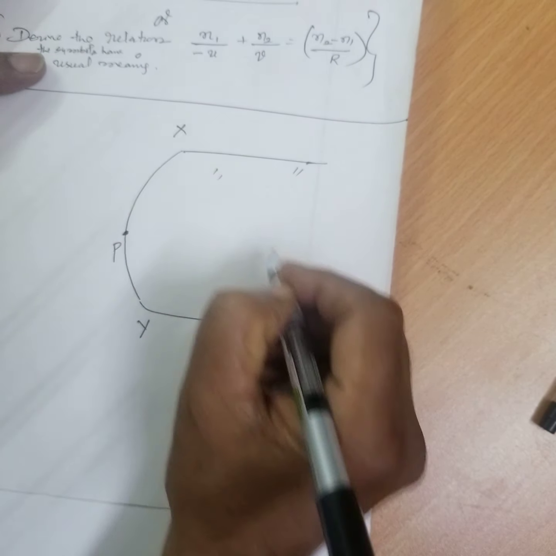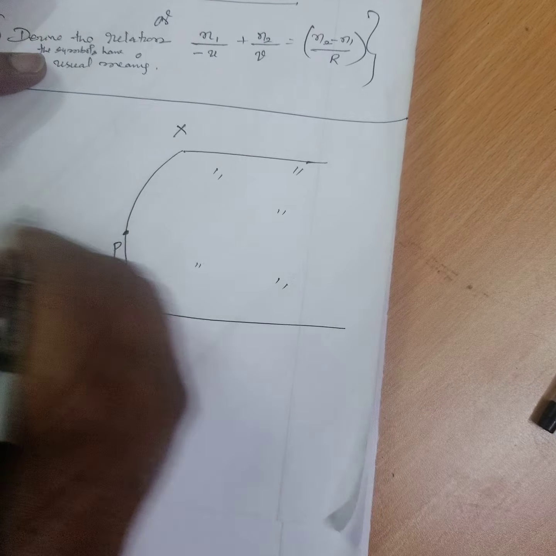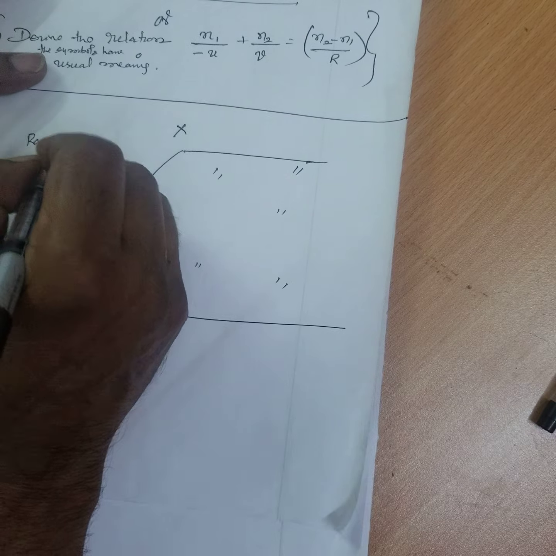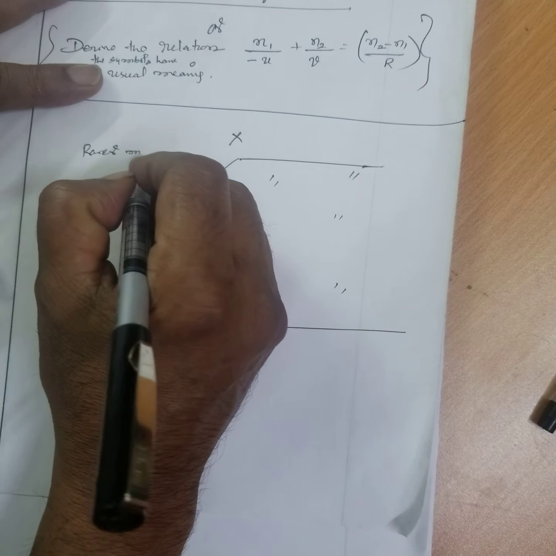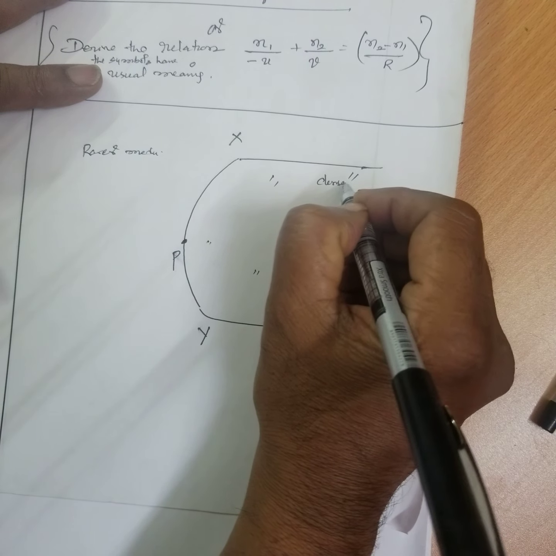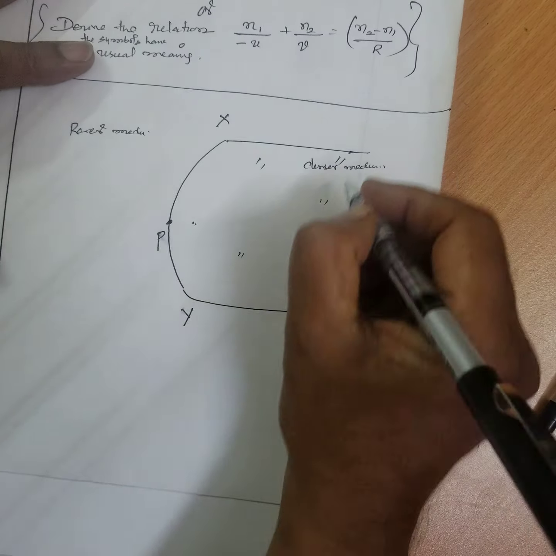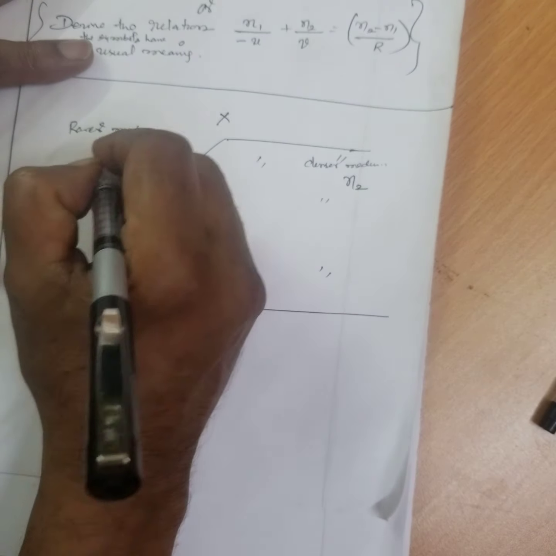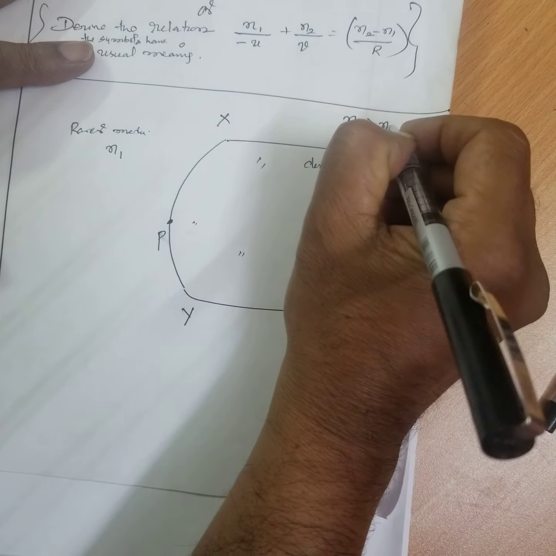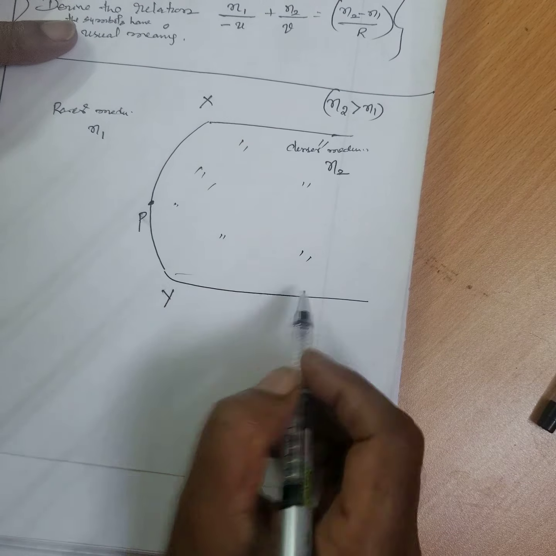This is the denser medium, glass, kept in a rarer medium. For the denser medium, the refractive index is N2, and for the rarer medium it is N1. Here I'll write N2 is greater than N1.